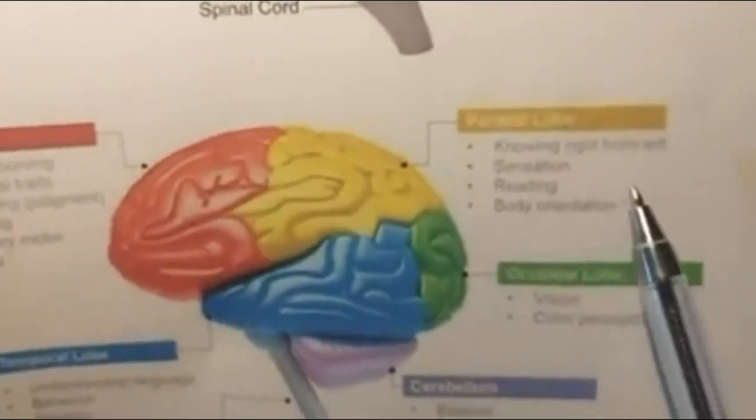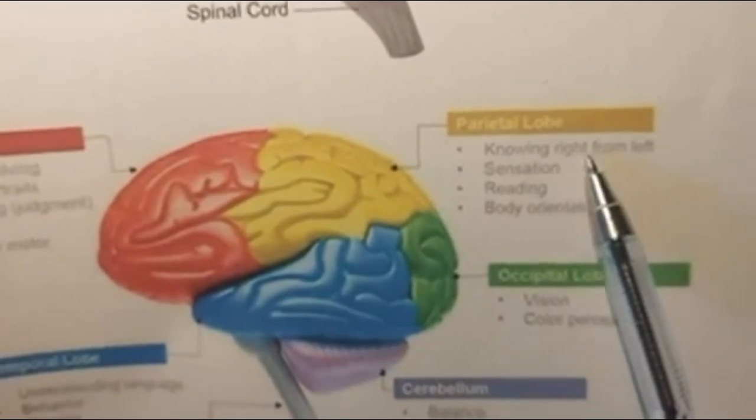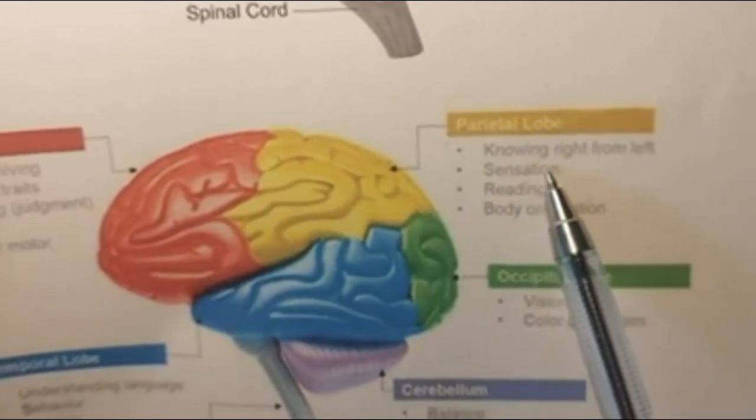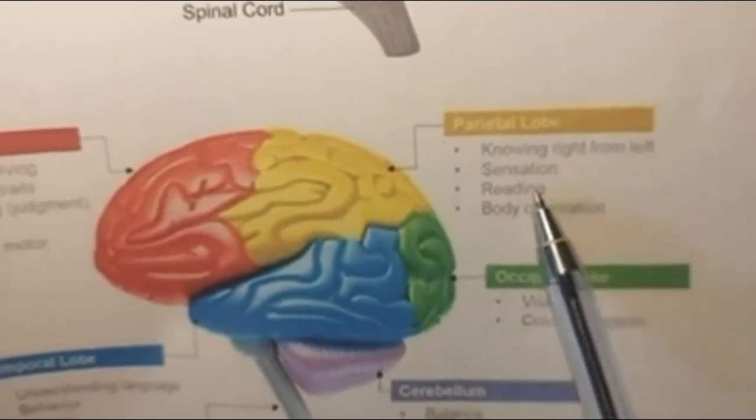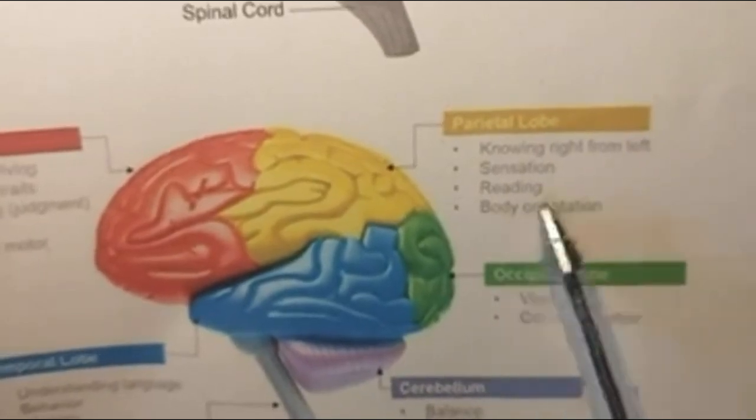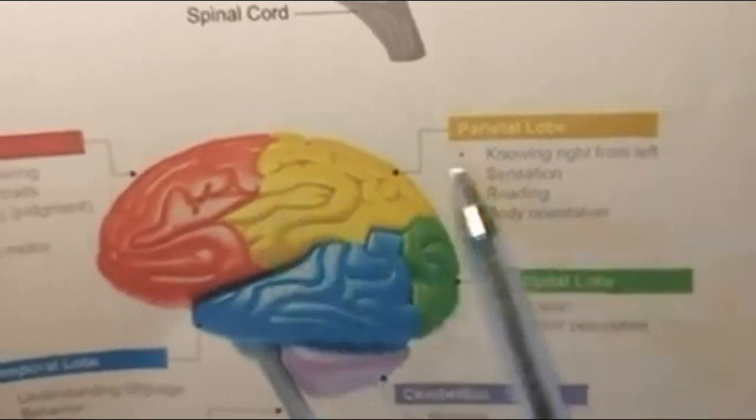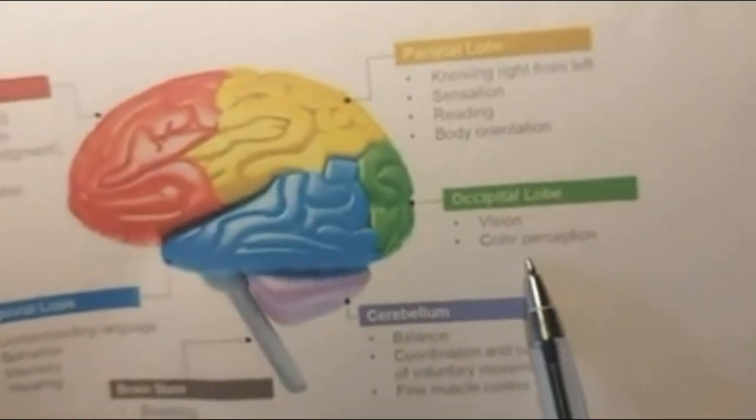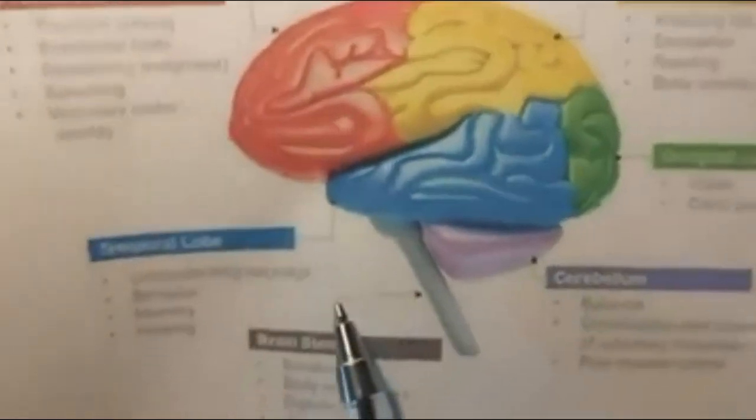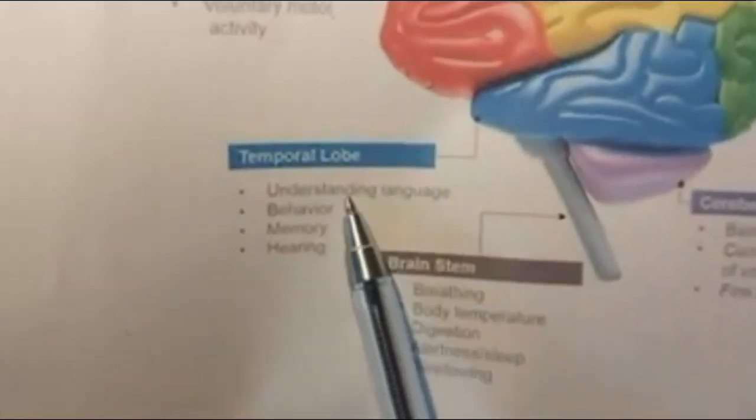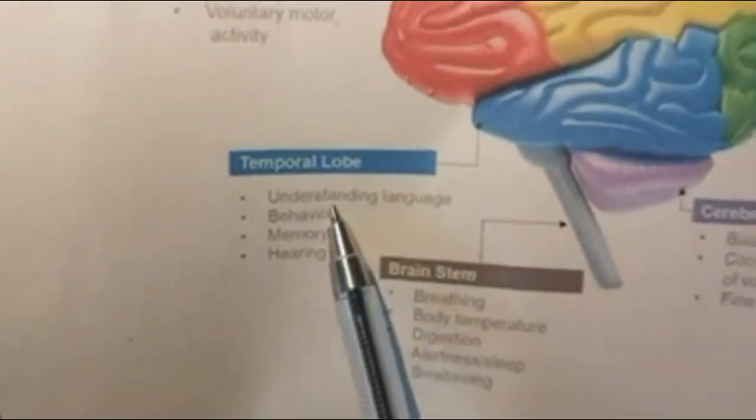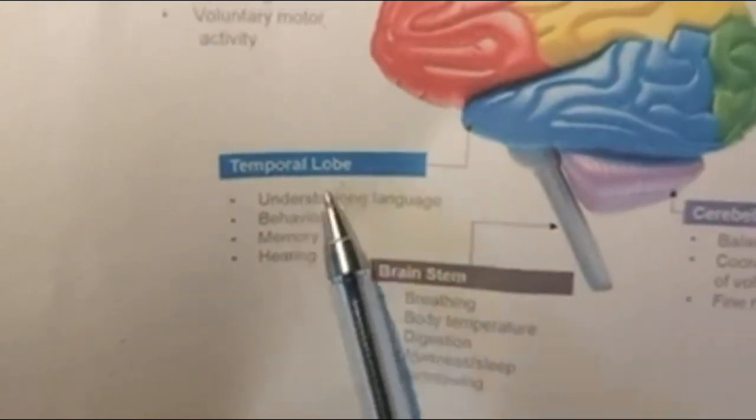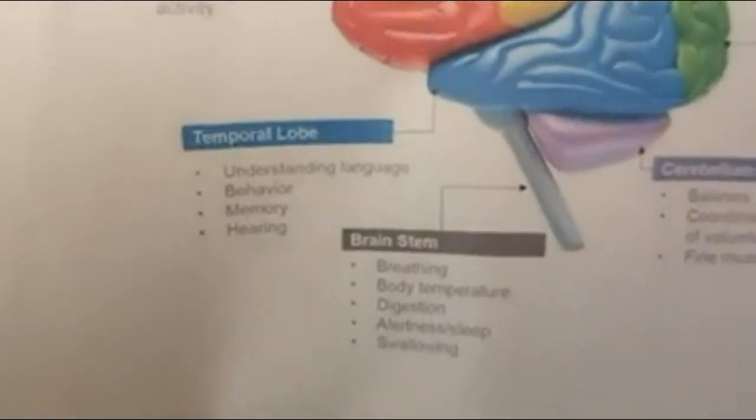Now the parietal lobe: differentiation between right and left, feeling the sensations that come from different body parts, reading, and orientation of different body parts. That's the function of the parietal lobe. Now the occipital lobe: vision and color perception. And the temporal lobe: understanding of language, behavior, memory and hearing. So these are the functions of the temporal lobe.